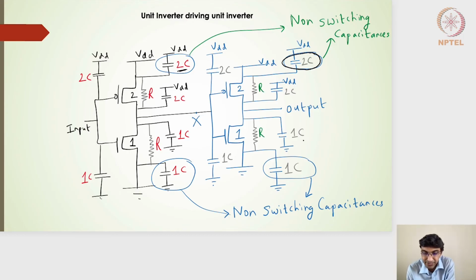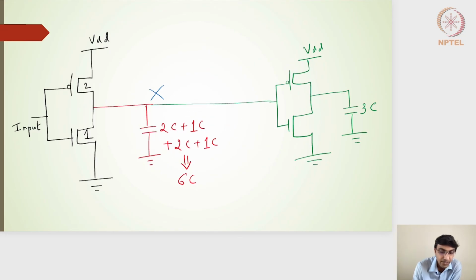Similarly, it will have the same effect on 2C and 1C on the second stage inverter. So any change in the input, any change at node X, any change in the output here will not have any effect on the 2C and 1C capacitances, because they are fixed to DC voltage sources, constant voltage sources. So it is also called a non-switching capacitance. Alright, so that is what this slide says. Hope this is clear. Moving ahead.